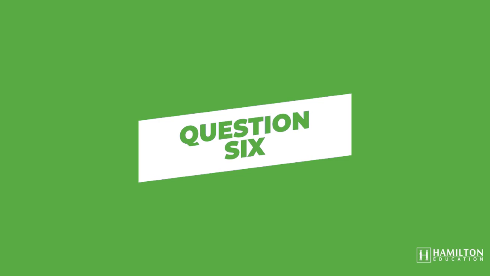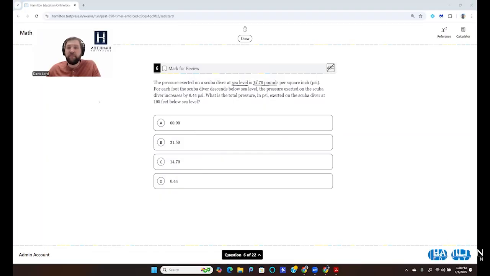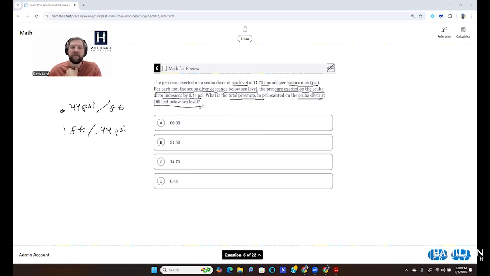Question number 6. The pressure exerted on a scuba diver at sea level is 14.7 pounds per square inch. Again, we have units. For each foot the diver descends below sea level, sounds like it's probably going to be a ratio or a rate, the pressure exerted on the diver increases by 0.44. So that could be 0.44 psi per foot, or for 1 foot, it goes up by 0.44 psi. Let's keep reading. What is the total pressure in psi exerted on the diver at 100 feet below sea level? So we're looking for pressure, and we know the rate would be 0.44 psi over feet.